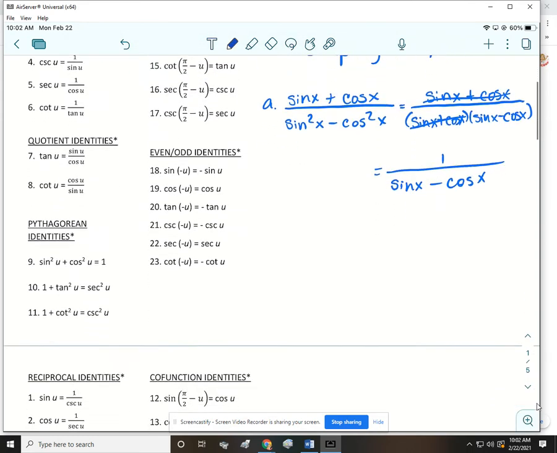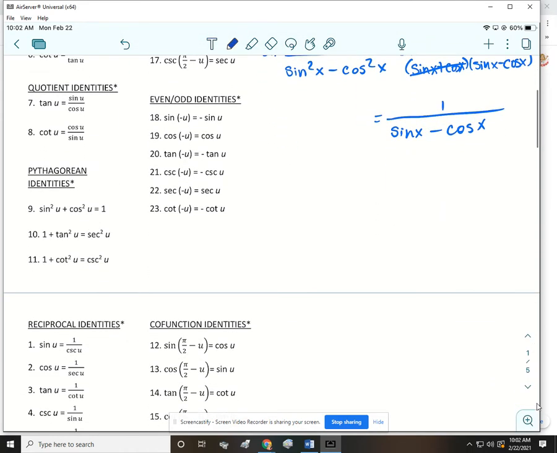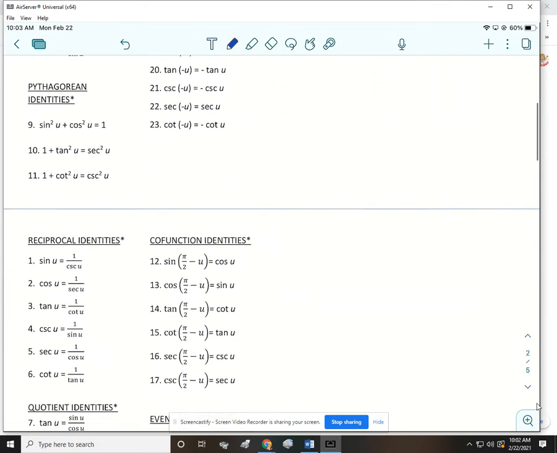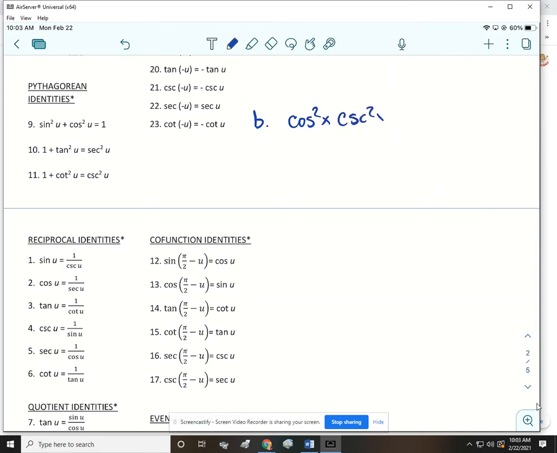Okay, so let's look at another one. That one, we didn't use any identities. We just basically used algebra with the trig functions. All right, so for B, we have cosine squared of x, cosecant squared of x, minus cosine squared of x.